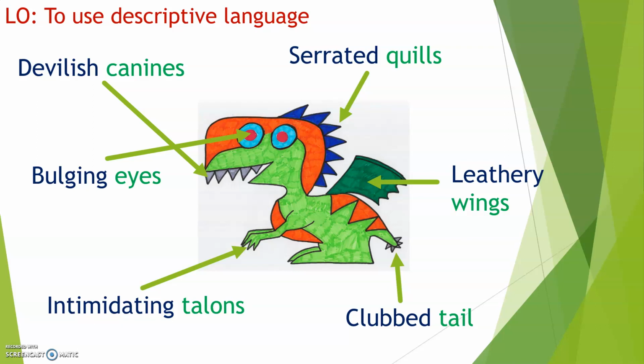So once you have drawn yourself your monster, you need to label up everything about it. You need to think of the noun that goes with it, but think of an exciting noun, not just teeth, not just tail. You know, you've got things like quills, canines, talons. What exciting vocabulary can you come up with for what you can see on your monster? And then you need to put a really good adjective with every one of those nouns.